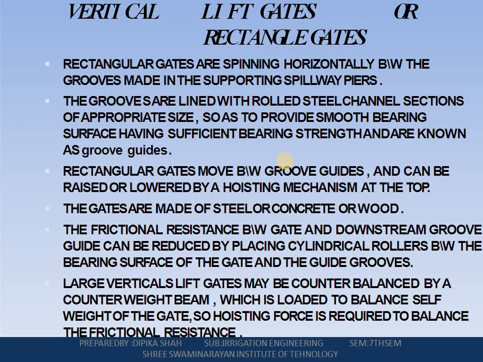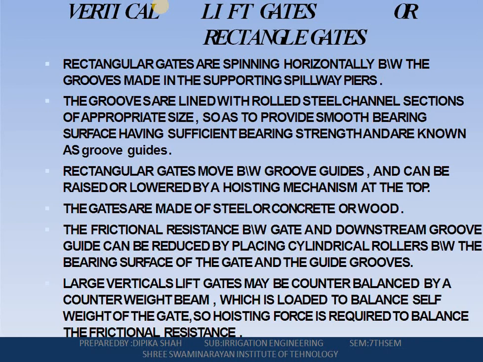The gates are made of steel and concrete and wooden. हम लोग स्टील, कंक्रीट या वुडन भी यूज़ कर सकते हैं. The friction resistance between the gate and downstream groove guide can be reduced by placing cylindrical rollers between the bearing surface of the gate and the guide grooves. The large vertical lift gate may be counterbalanced by a counterweight beam which is loaded to balance the self weight of the gate. So hoisting force is required to balance the friction resistance, right?